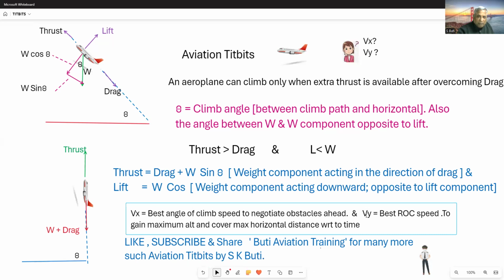Whereas the best speed to climb will actually be Vy. That's the best rate of climb speed, which will give you the highest rate of climb in feet per minute. And this is also the speed at which you will gain maximum altitude, and at the same time cover maximum horizontal distance also with respect to time. So if you see after 1 minute, 5 minutes, 10 minutes, Vy will give you more altitude compared to Vx, right?